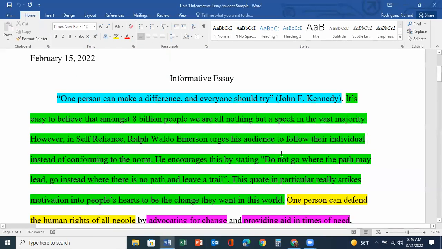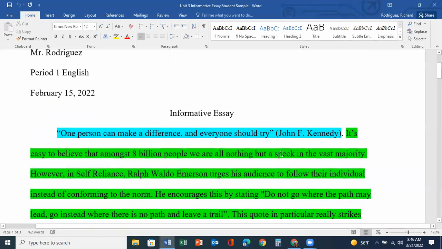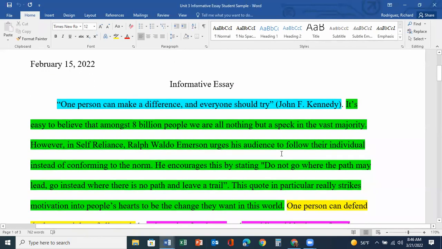Yeah, definitely it's a formula. But it doesn't mean that it inhibits creativity. It means that it gives students guidance.